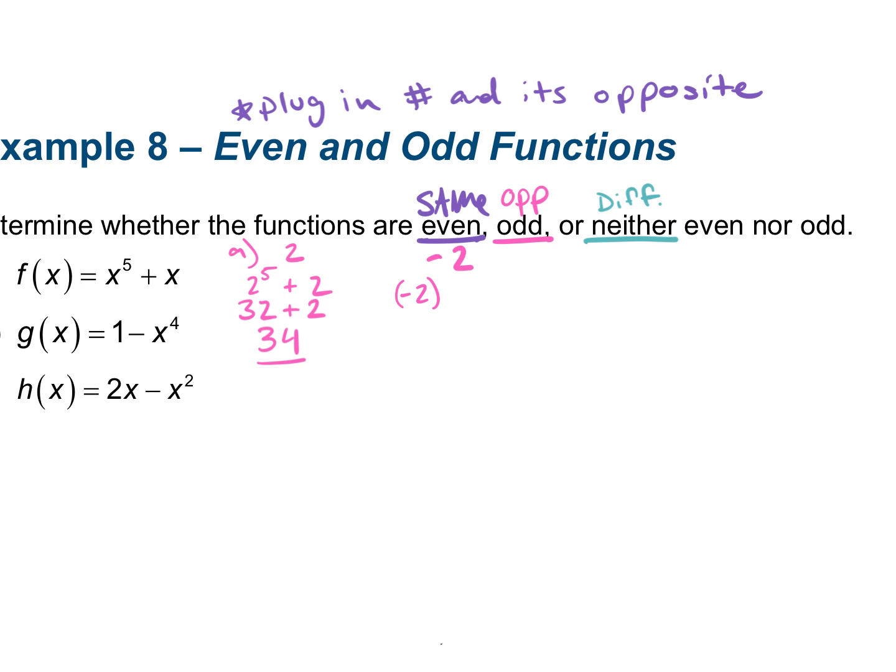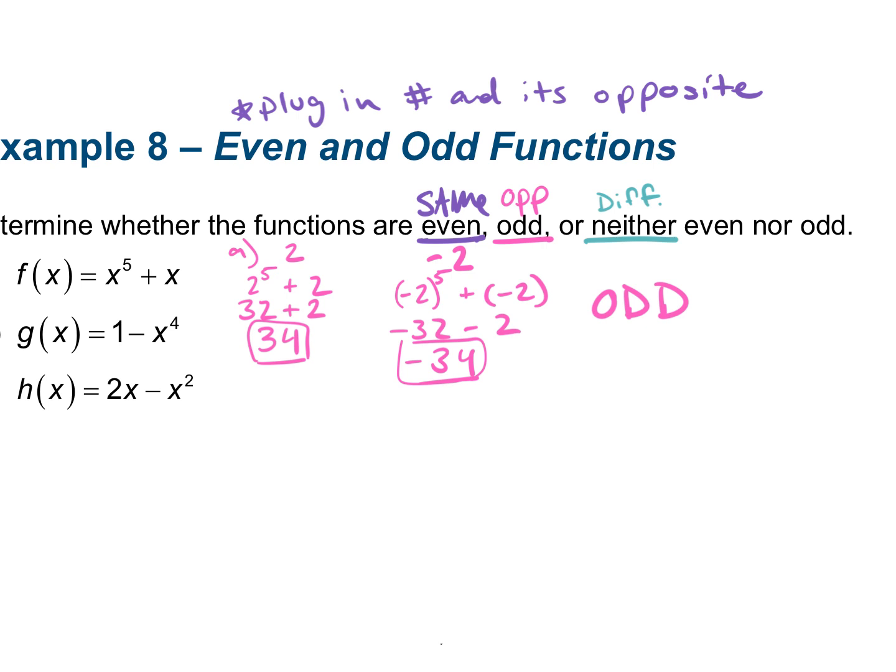You just can't plug in 1 because it doesn't work all the time with 1. So the next best thing would be to plug in 2. So 2 and negative 2 are always going to be the best choice. So negative 2 to the 5th power would be what? Negative 32, perfect. Plus negative 2, which would be minus 2. What's negative 32 minus 2? Negative 34. If we get opposite answers, what does that mean? It'll be odd. So if you get the same number but opposite, so one's positive and one's negative, it's odd. Any questions here?